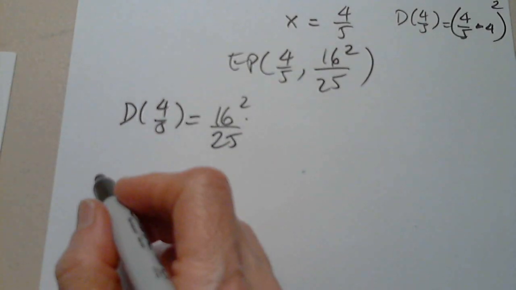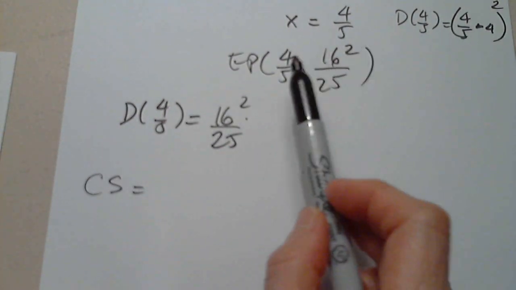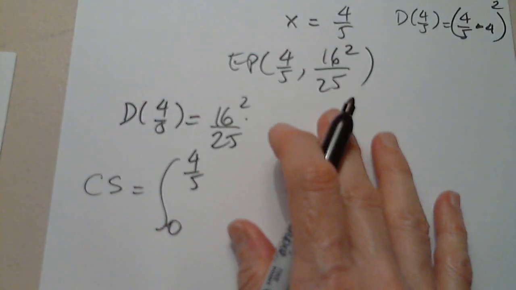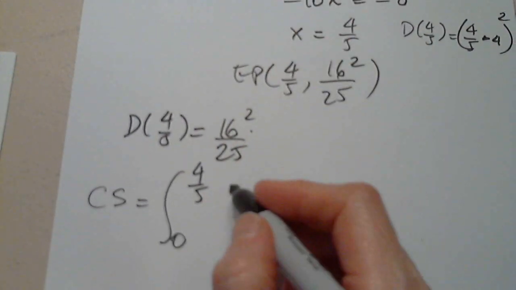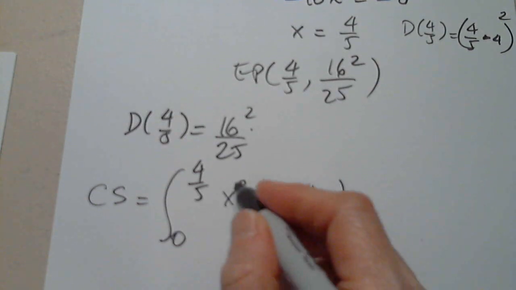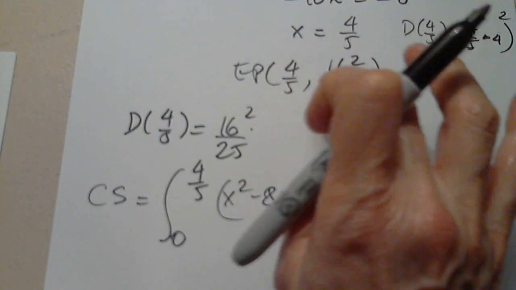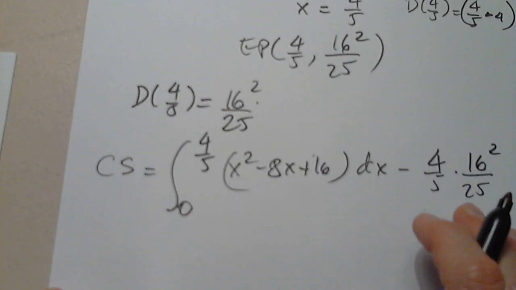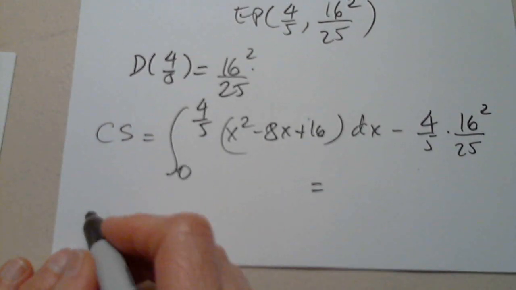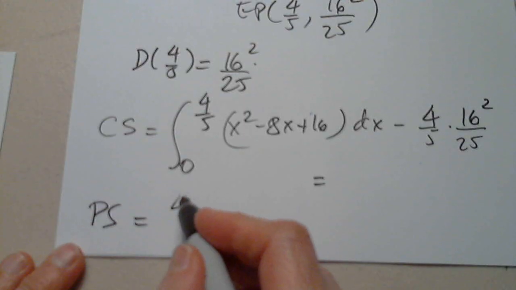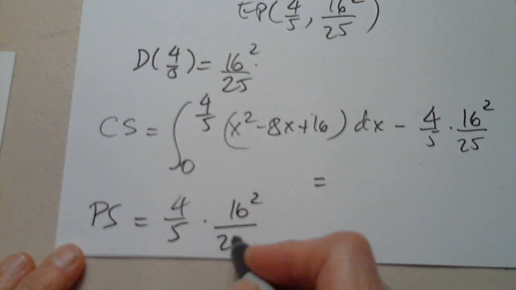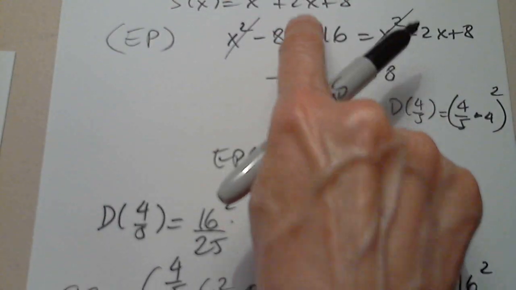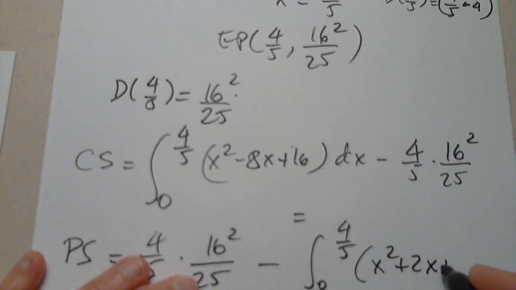So then the consumer surplus is this product. First of all, the integral from 0 to 4/5 of this function, x squared minus 8x plus 16 dx, minus this product, 4/5 times 16 squared over 25. And we'll get the number with the calculator. And the producer surplus is this product, 4/5 times 16 squared over 25, minus the integral from 0 to 4/5 of this function, x squared plus 2x plus 8 dx.